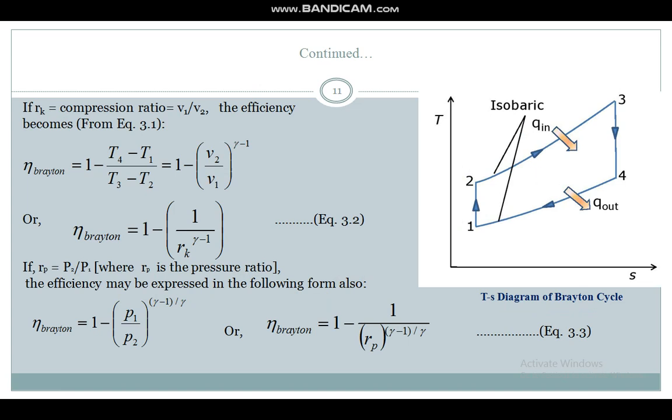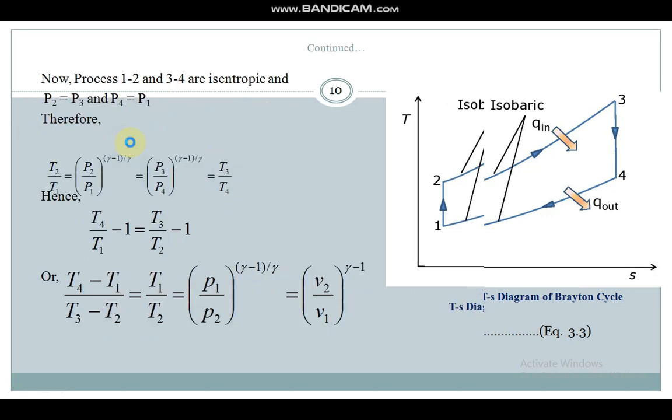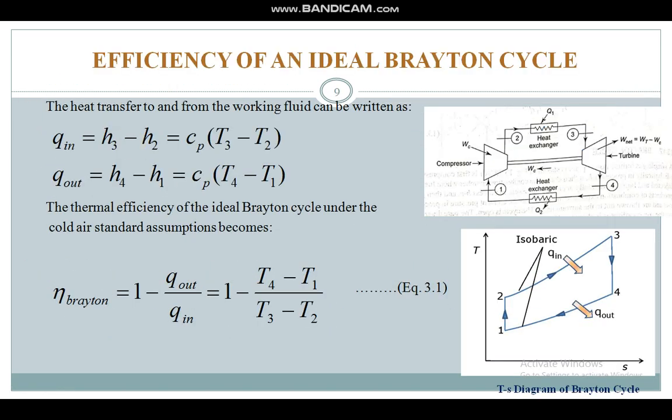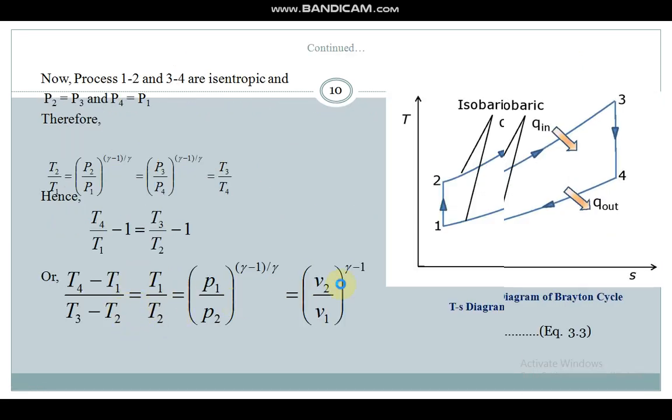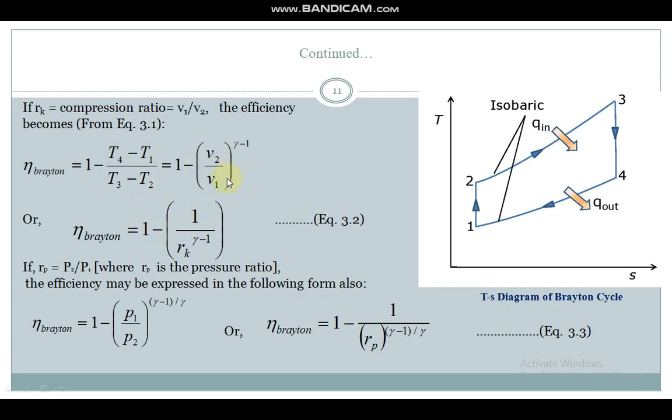Now V1 by V2, that is the volume at inlet to volume at compressor outlet, is the compression ratio Rk. So for the thermal efficiency, this expression T4 minus T1 by T3 minus T2, we derived it. So we can write it as this, and V1 by V2 equals Rk, that is eta Brayton equals 1 minus 1 by Rk to the power gamma minus 1. This is the expression and derivation of thermal efficiency for the Brayton cycle.